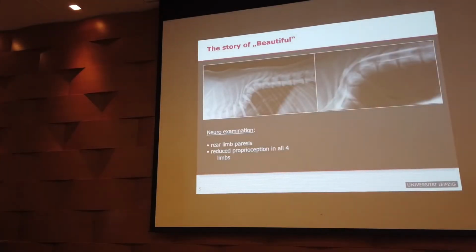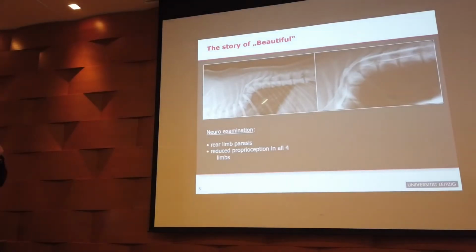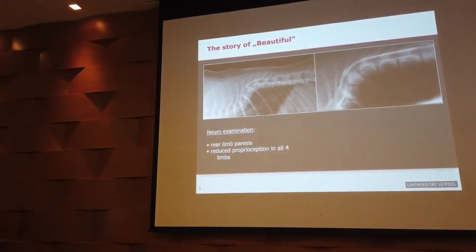And it turned out that this dog had a rear limb paresis, but this dog had a reduced proprioception in all 4 limbs. Not only in the rear limbs, but in the front limbs as well. A lesion in that area, in the thoracic spine, cannot at all explain why that patient had reduced conscious proprioception in the front limbs. So we said there must be a problem somewhere in the cervical spine.